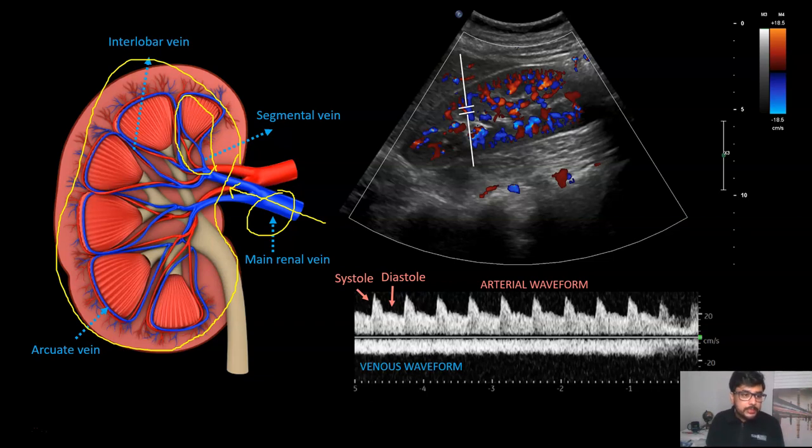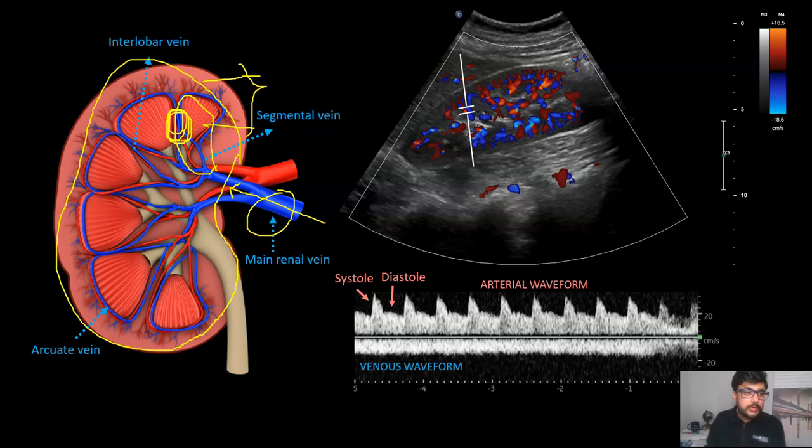If you sample these interlobar veins, which are just beside the medullary pyramids, they reflect the parenchymal pressure better, because ultimately this is the cortex and these are medullary pyramids, and these comprise renal parenchyma, right? So if you want to assess the renal parenchymal pressures, you look at the blood flow pattern in the interlobar vessels.